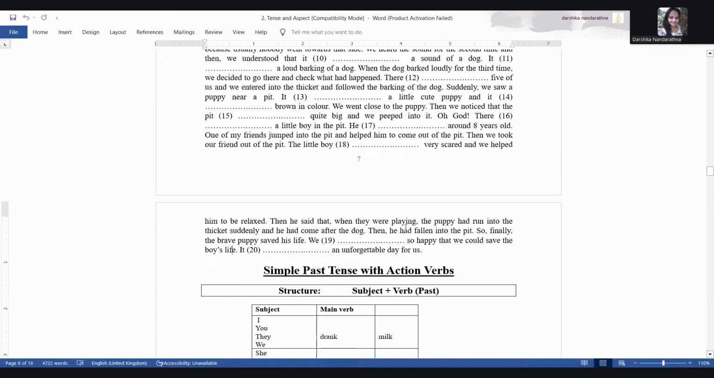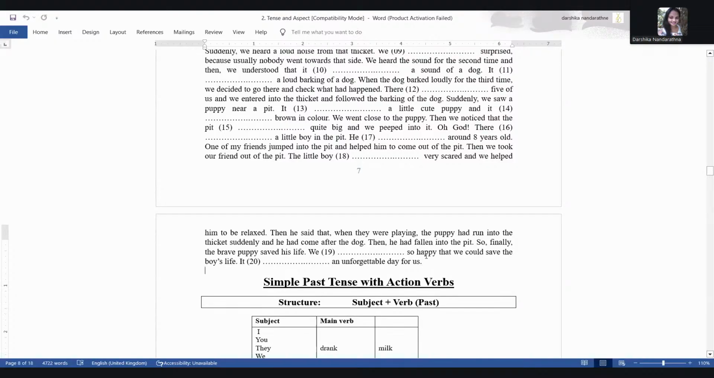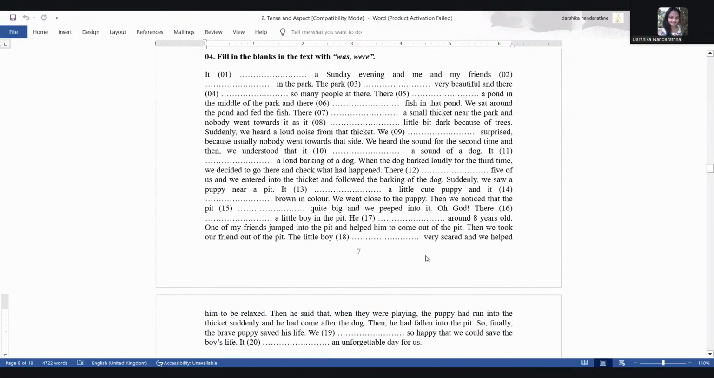We were so happy that we could save the boy's life. It was an unforgettable day for us. Okay, that is the end of the small story. It is a small story, but it is beautiful, right? Okay.